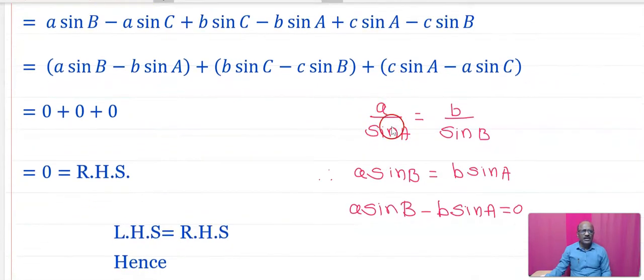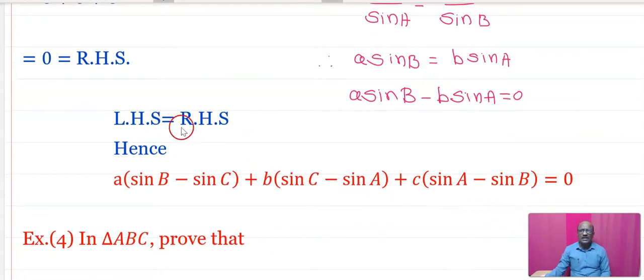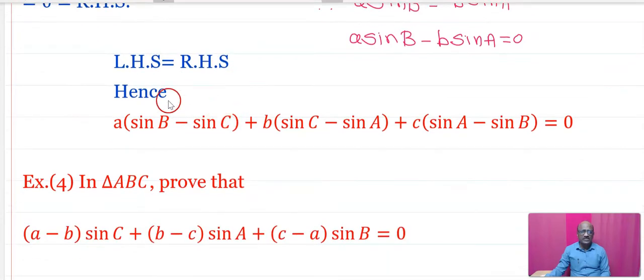For example, a upon sin A is equal to b upon sin B. If you make the cross multiplication, then what you will get is a sin B minus b sin A equals 0, and hence LHS is equal to RHS. And hence the result: a(sin B minus sin C) plus b(sin C minus sin A) plus c(sin A minus sin B) equals 0.